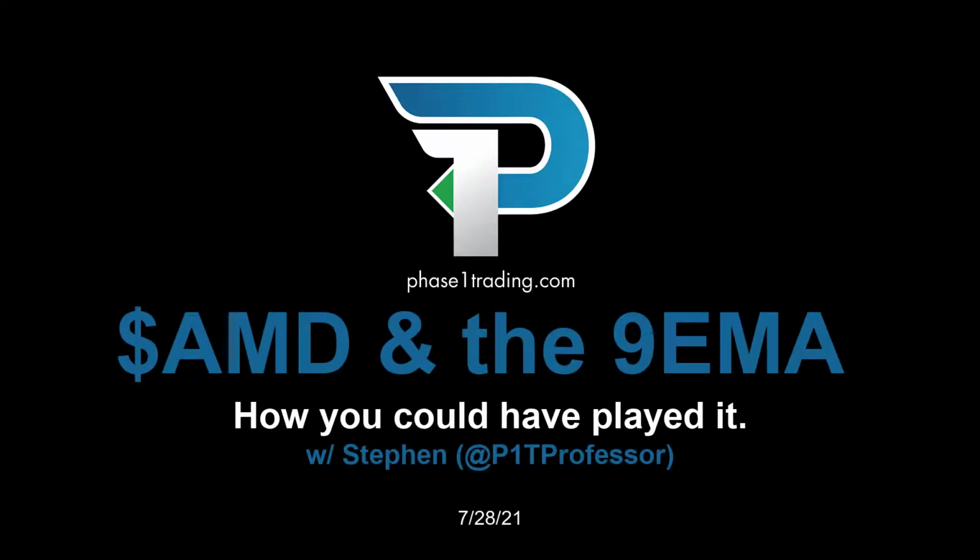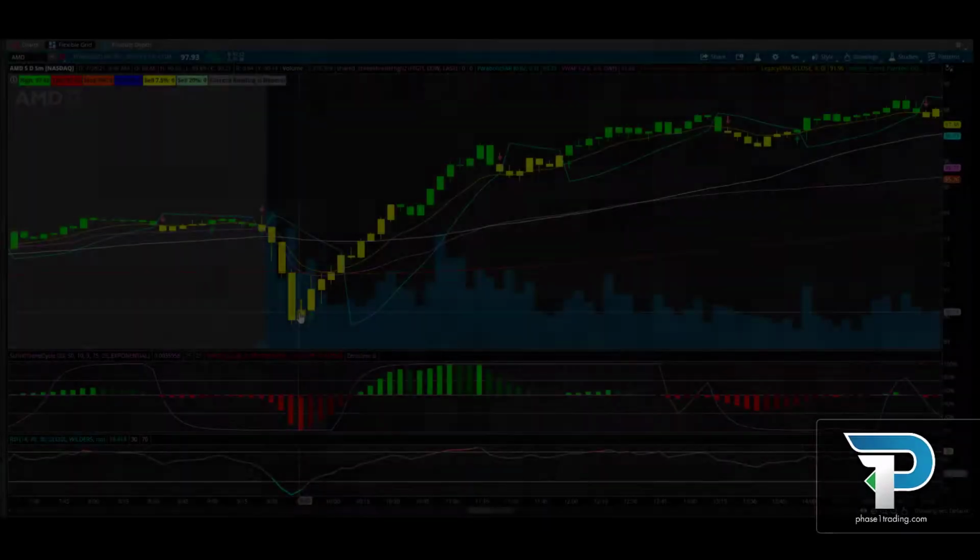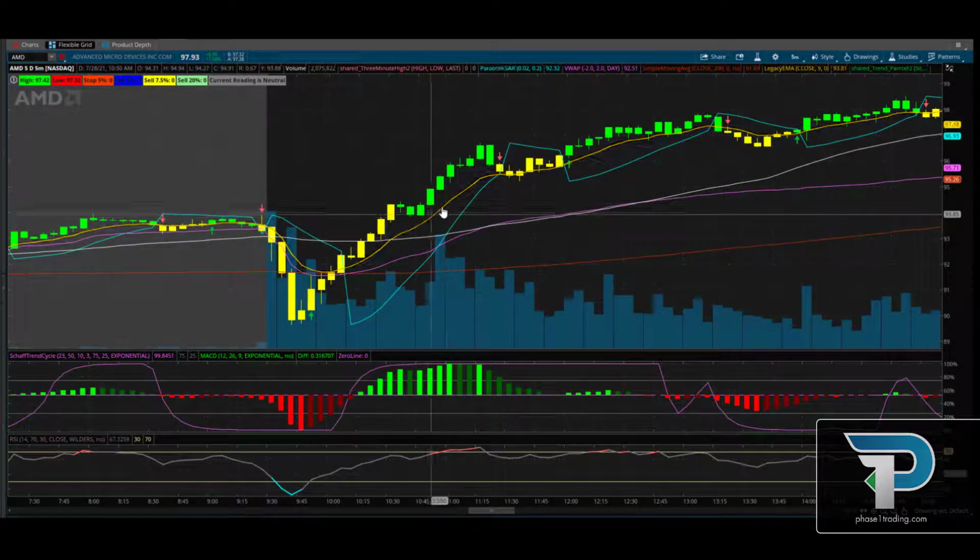Hey everyone, this is Steven with Phase 1 Trading, and tonight I'm taking a look at AMD because it had great volume and price action today. So I want to look at this through a very specific lens, and that's at the 9 EMA, or the yellow line on this chart.